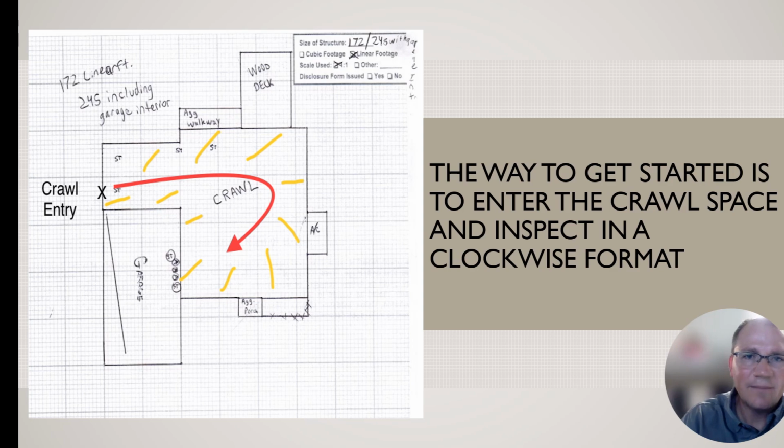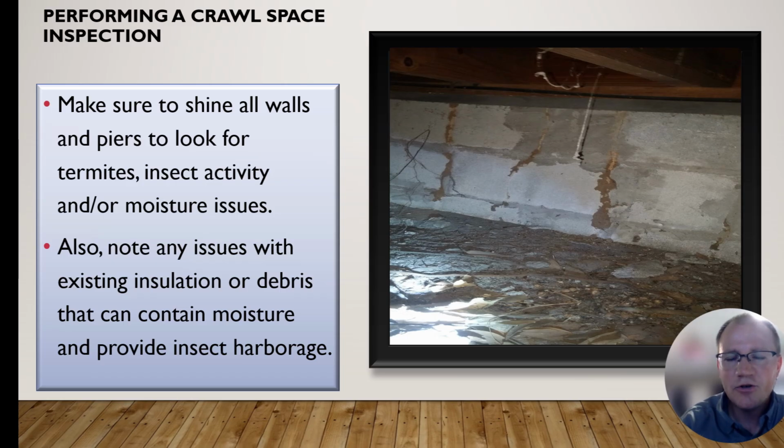diagram at the end. One of the biggest things you're going to run into in a crawl space is termite activity. Once again, you're going to need to make sure you're shining all walls to look for things like this. You also need to look at the block piers in a crawl space to make sure there's not any activity around those. So as you can see in the photo here, there's some nice big termite tubes that have built up the outside wall of a crawl space here.